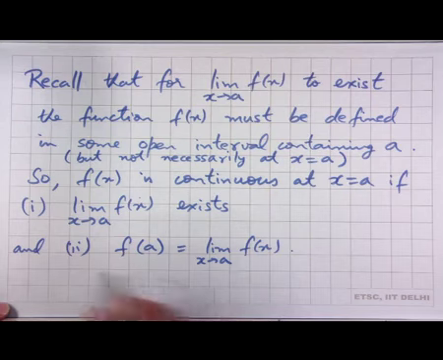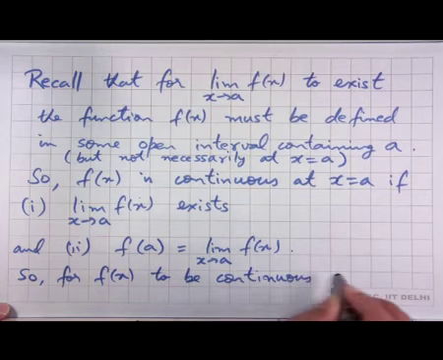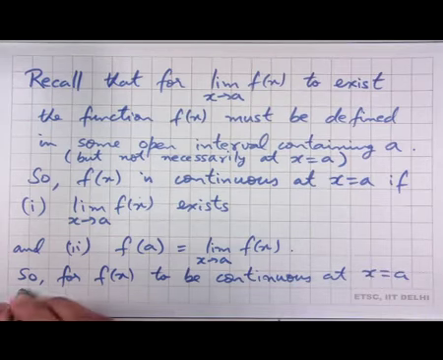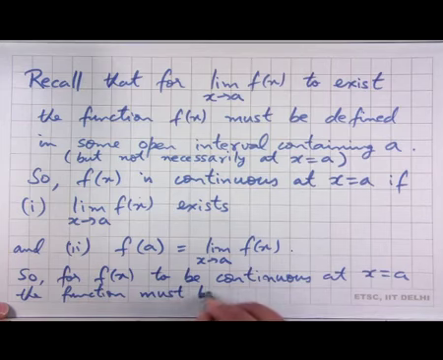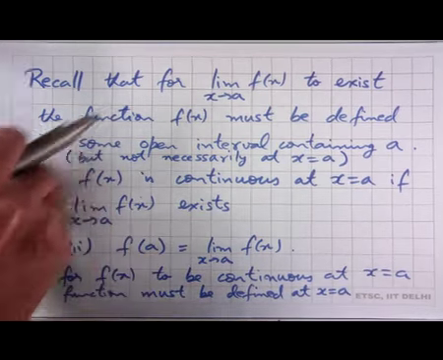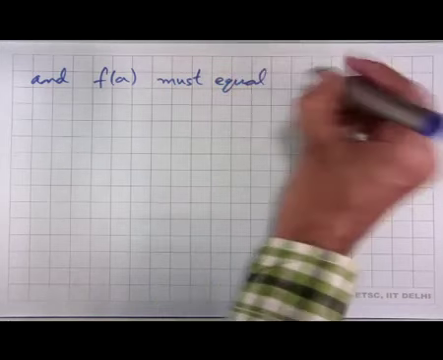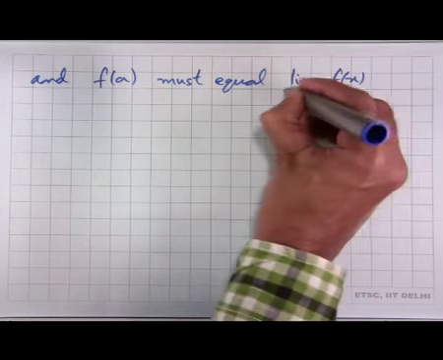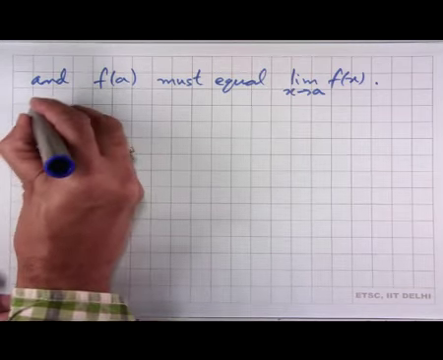So, for f of x to be continuous at x equal to A, the function must be defined at x equal to A, and f of A must equal the limit of f of x as x approaches A. So, let us see some examples.